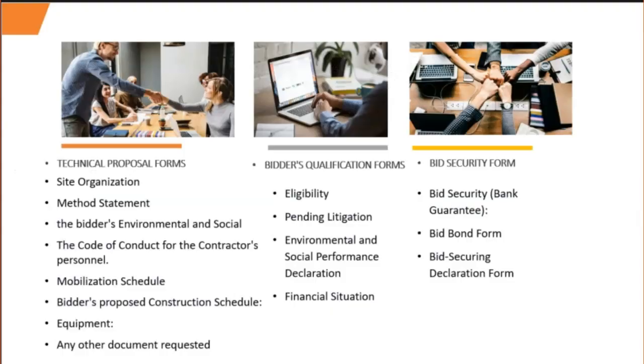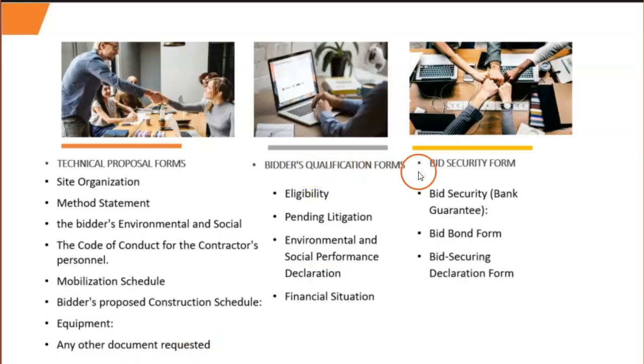Then let's look at the different forms we have looked at. For technical proposals, we have technical proposal forms. We have site organization, method statement, the bidder's environmental and social, the code of conduct for contractors' personnel, mobilization schedule, bidder's proposed construction schedule, equipment, any other documents requested.